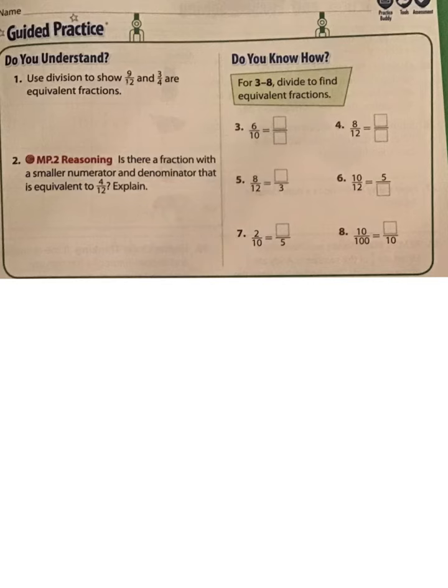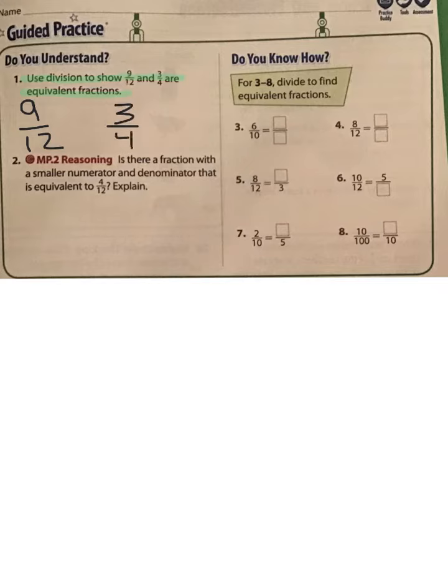Let's do the guided practice together. Number 1, use division to show that 9/12 and 3/4 are equivalent fractions. So basically, we just have to show that we're dividing by the same digit on both sides to get the other number. So here I have 9/12, and we want to know if it's equivalent to 3/4.